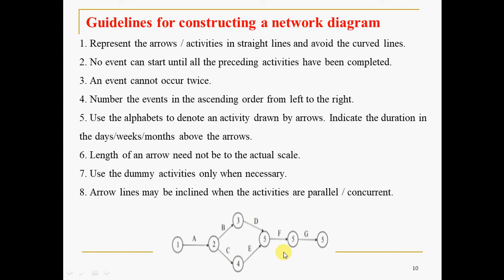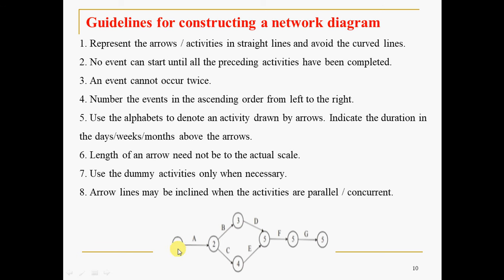One simple example shows all these things: Fulkerson's IJ rule as well as the guidelines for constructing the network diagram. All these two slides, that is Fulkerson's IJ rule and the guidelines, have been followed in this. So node numbering, Fulkerson's IJ rule, what does it say? The first node should be numbered as unity or 1. Then straight lines, you are supposed to use straight lines. It is a simple network.